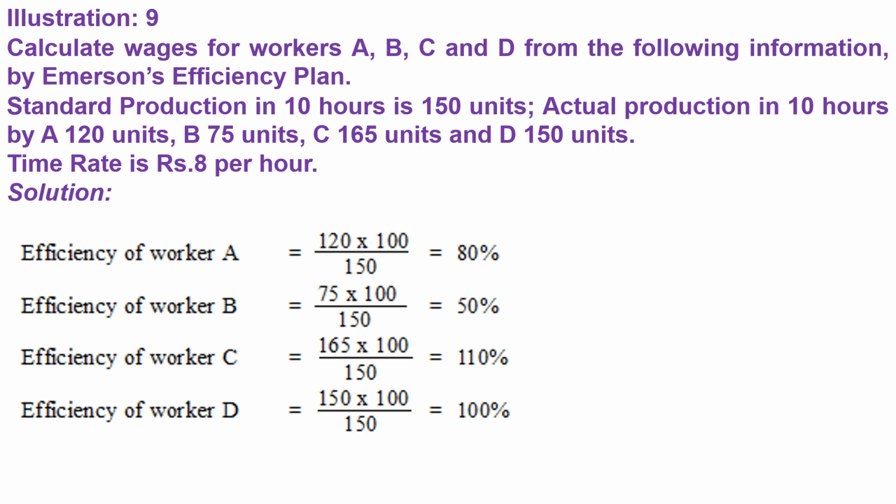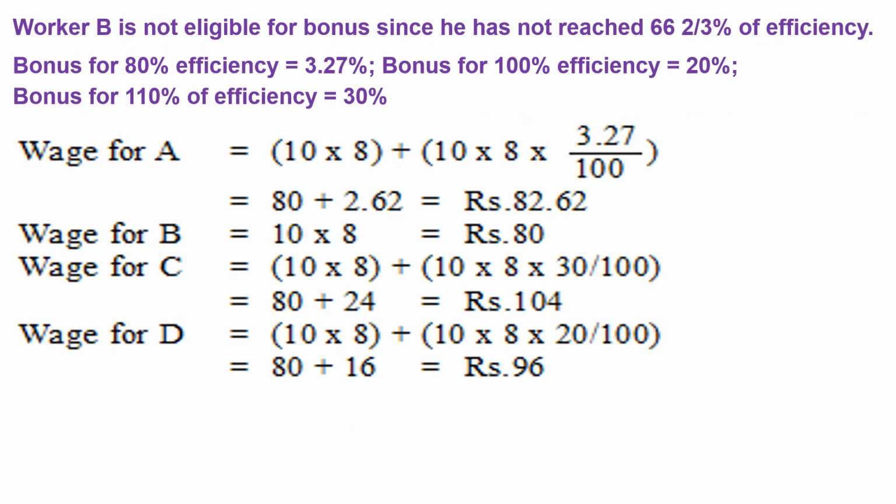Solution. Efficiency of workers is calculated here. Worker B is not eligible for bonus since he has not reached 66.2/3% of efficiency. Bonus for 80% efficiency equals 3.27%, bonus for 100% efficiency equals 20%, bonus for 110% of efficiency equals 30%. The other calculations are presented here.